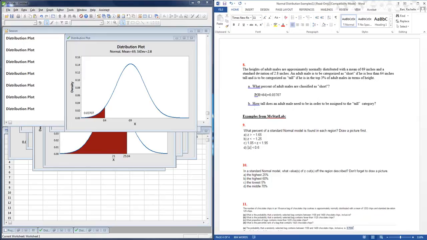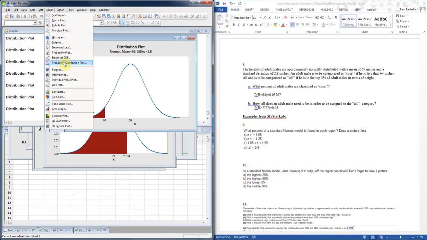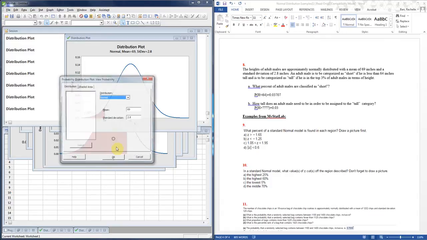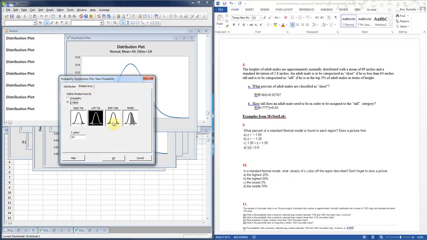Fun times. Okay, so how tall does a male need to be in order to be considered tall? So here I'm asking, it's the top 3%. So I'm looking at heights that are bigger than some score that I don't know, with a probability of 0.03 because it's 3%. So again, I'm looking for a score now instead of a probability. So I'm going to Graph, Probability Distribution Plot, Probability View. I'm going to hit OK. All right, and I'm going to do shaded area, and I want probability, and I want the top 3%, so 0.03. Let's hit OK.